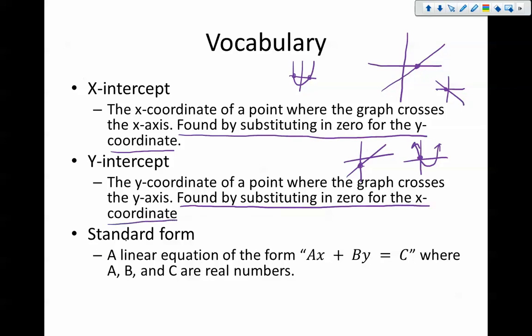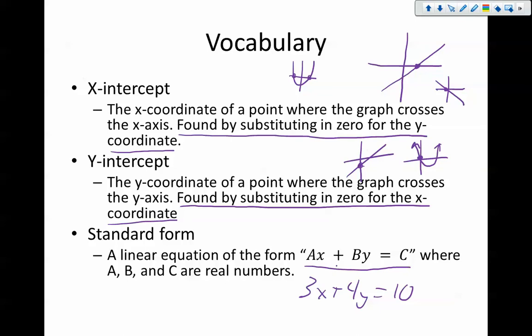Finally, our last one here is standard form. This is a type of linear equation. You will see that it is in this very specific way. We have a times x plus b times y equals c. Anytime we see anything in this format, where a, b, and c are just numbers, like 3x plus 4y equals 10, right? That is called a standard form equation.